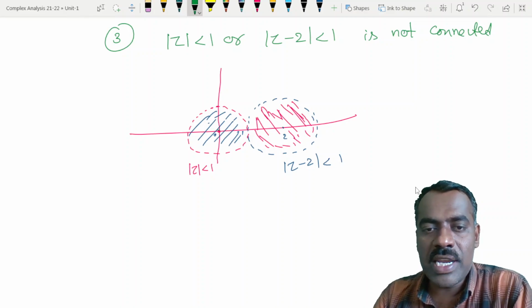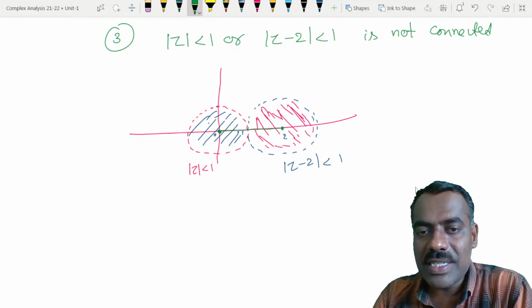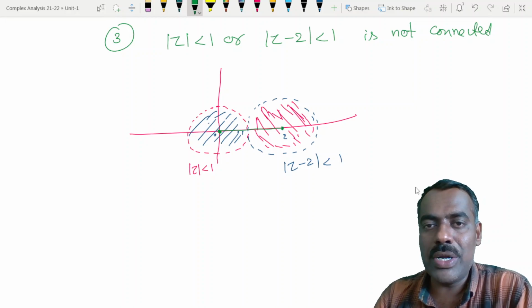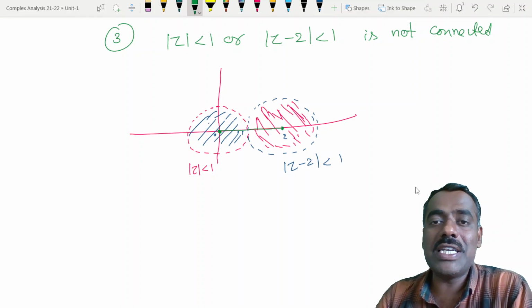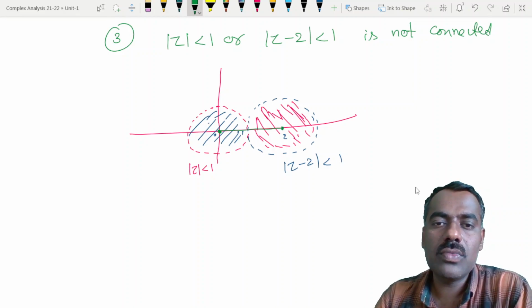So if I join a line between 0 and 2, however line you take, for example this 0 to 2 line, if I join it, one is there, right? Because of these end points, you cannot travel from one point in mod z less than 1 to the other point in mod z minus 2 less than 1. Are you following?